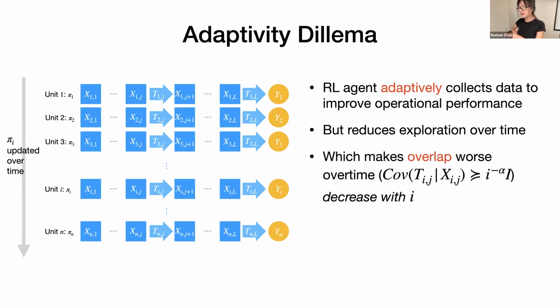And this really makes the overlap condition, the condition we just mentioned, worse over time. Essentially, this is the covariance or variance of treatment assignment, like uncertainty, that we impose for each treatment assignment j for the unit i. If i is very large, this can be close to 0, but in order for our estimation to still be statistically justified, we need this exploration to be maintained at a certain amount, which is i to the power minus alpha here.